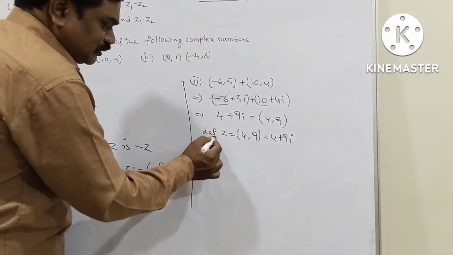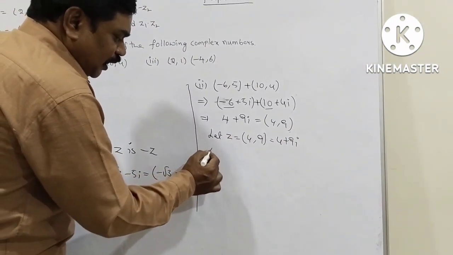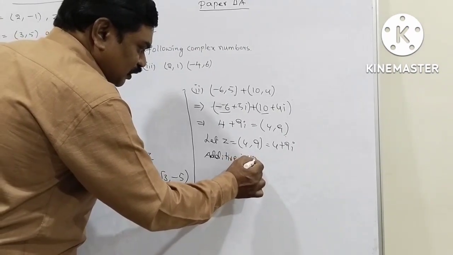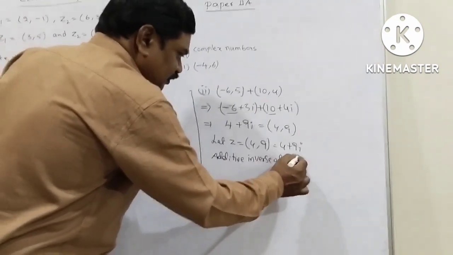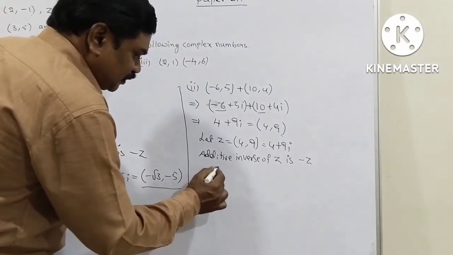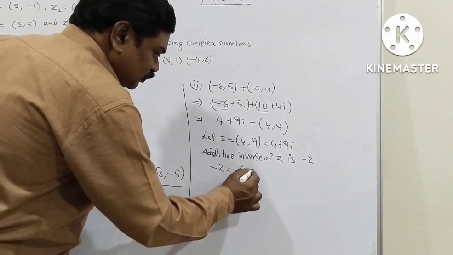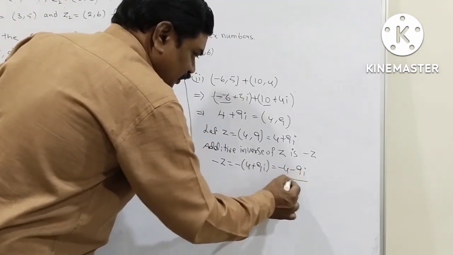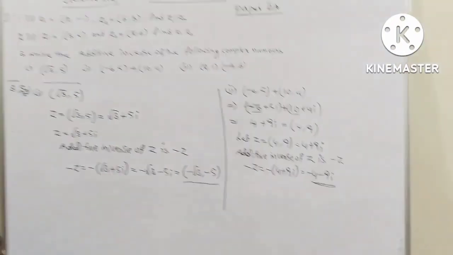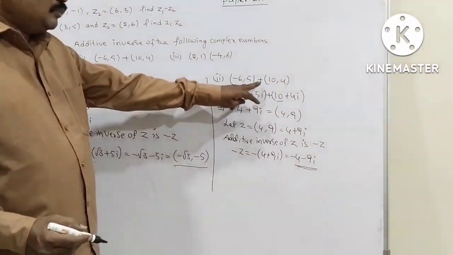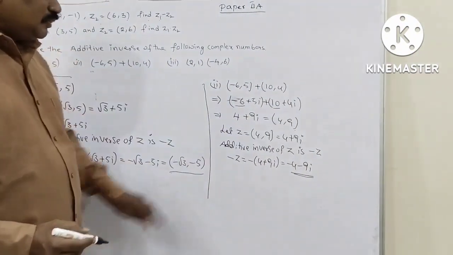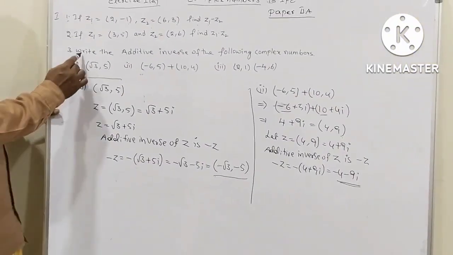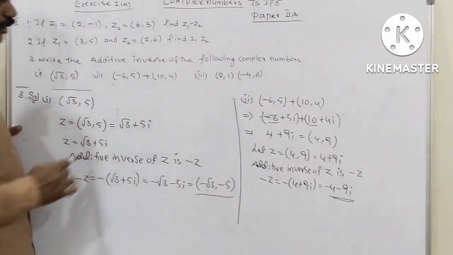We want to write the additive inverse of z, which is minus z. So minus z is equal to minus of (4 plus 9i), which is minus 4 minus 9i. This is the additive inverse of (-6, 5) plus (10, 4). Next, you observe here, we want to write the additive inverse of the following complex number.